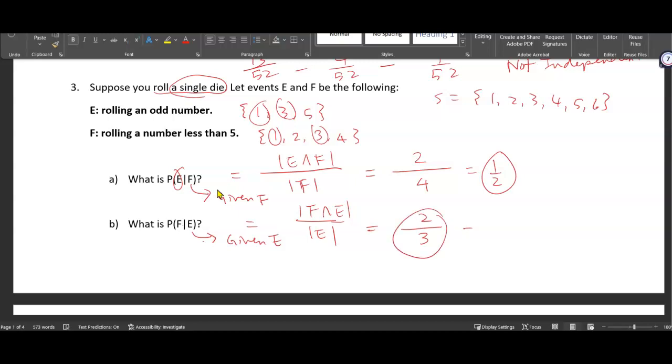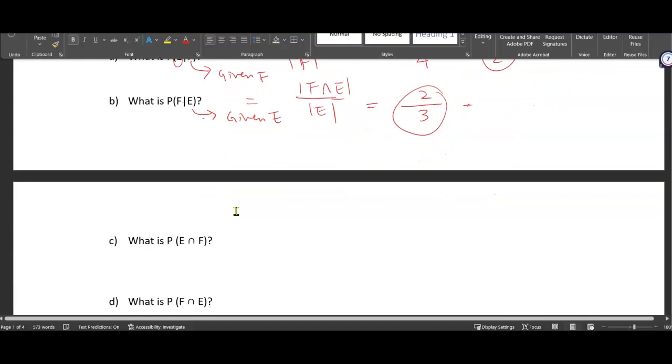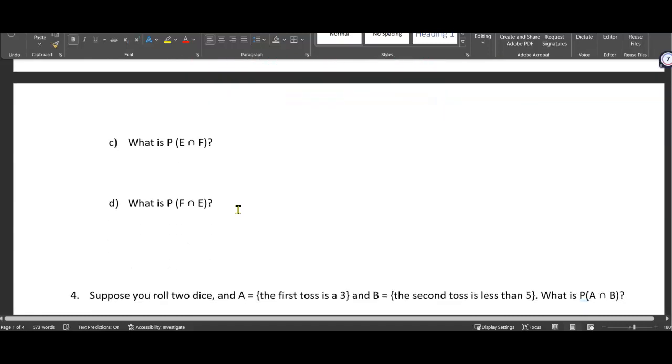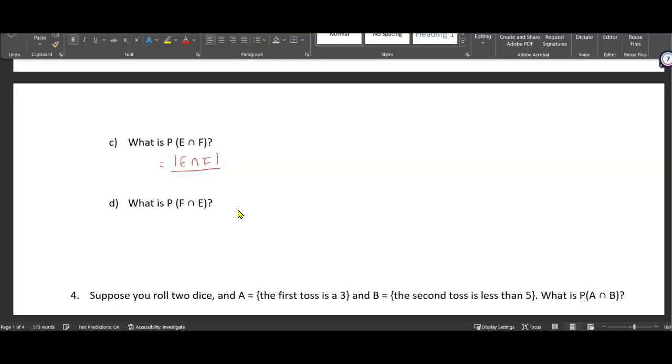Okay, so make sure you understand the given restricts the sample space, and so if it's a different given, it will be a different denominator. Okay, so for number 3, part C and part D, the probability of E and F is the cardinal number of E and F, and because there's no given, there's no restricted sample space, so it's still the same old sample space of 6 numbers, right?